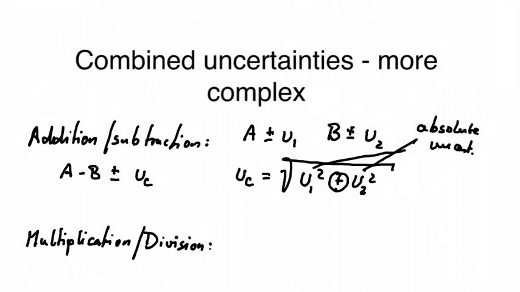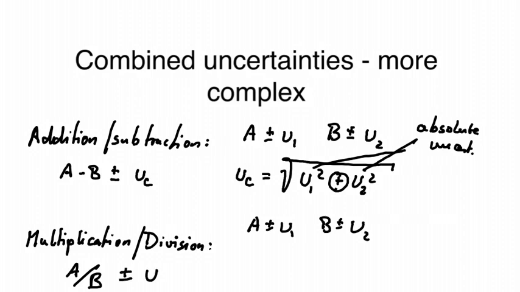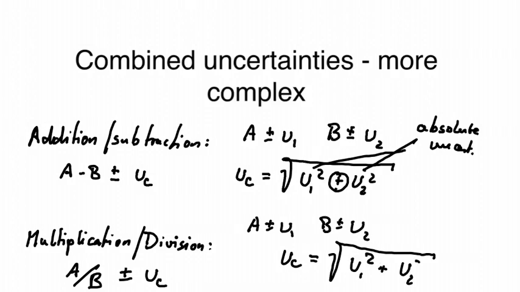For the multiplication and division, so again we might have A plus minus U1 and B plus minus U2. And if we want to do a division, for example, we would do A over B, that's the measurand, plus minus our combined uncertainty. And again, the combined uncertainty would be the square root of U1 squared plus U2 squared. But in this case here, the uncertainties are the relative uncertainties.